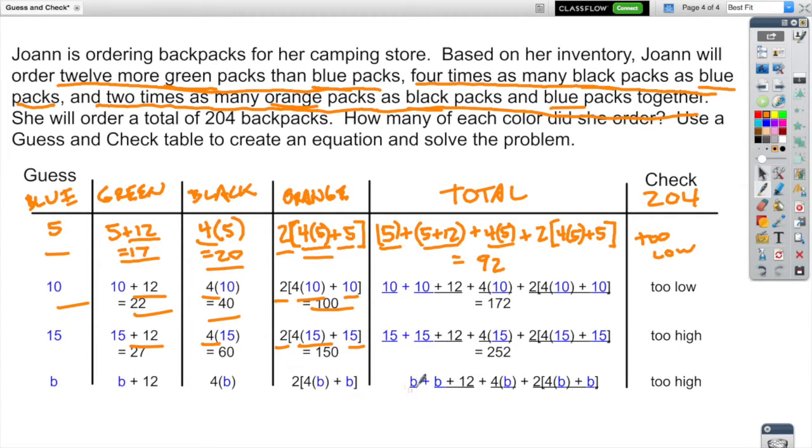Blue is this one right here. Black is this underlined section right here. I'm sorry, no, that's green. Green, underlined right here. Black was the 4B, which is underlined here. And orange was all of this, which is underlined here. And we wanted that to equal 204. Ignore that too high part. It should just be 204 there. All right, so that is our equation.